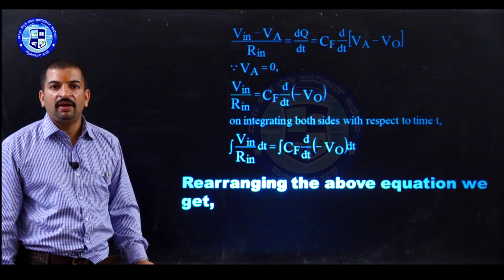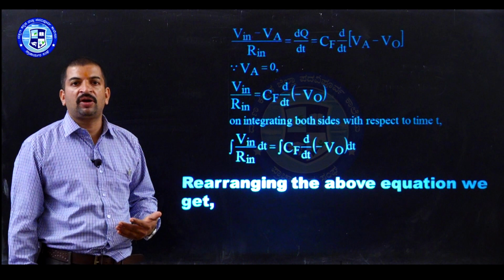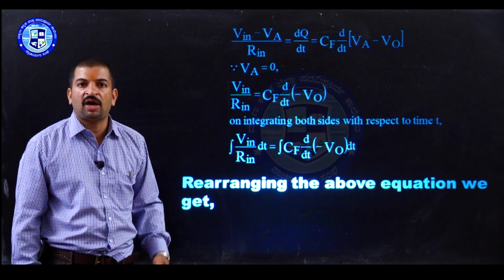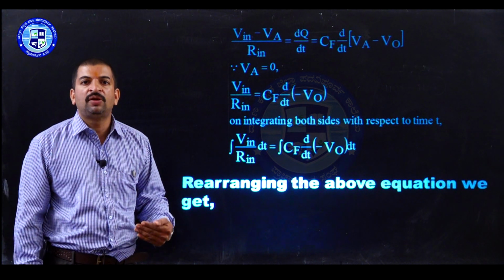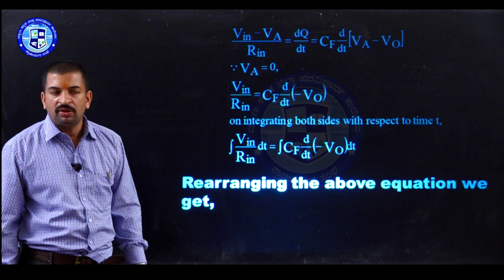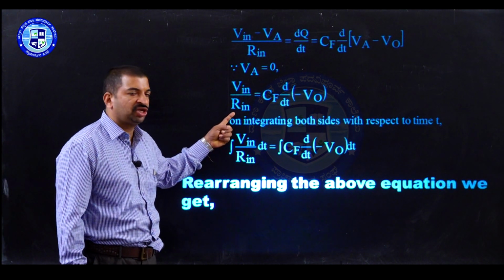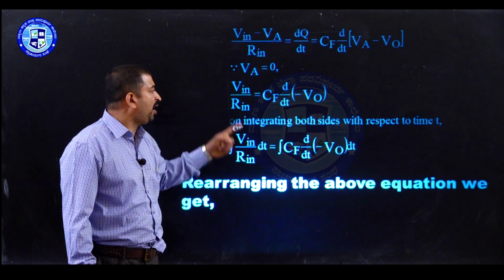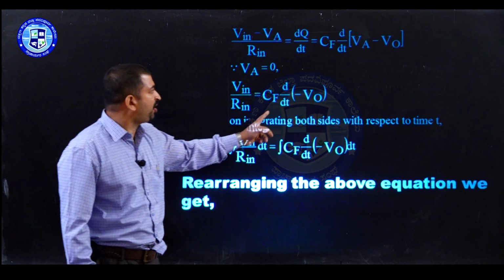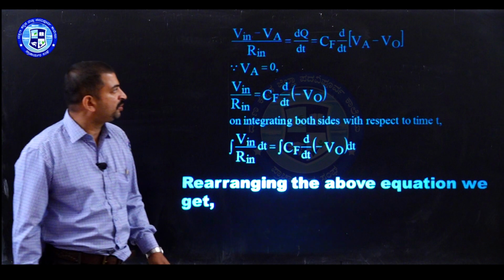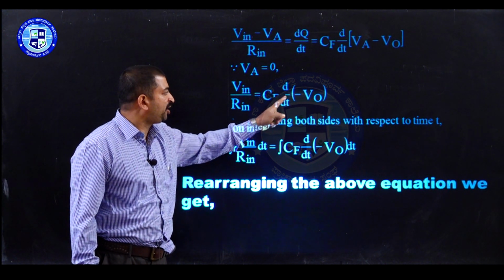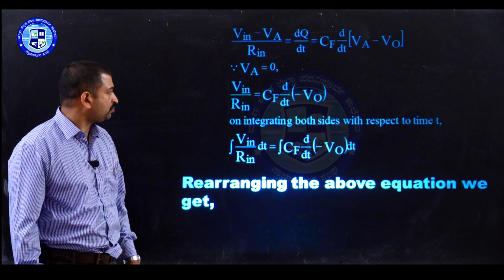But what's the value of Va? Va is equal to 0, because node A is at virtual ground. Since the non-inverting terminal is grounded, the voltage at node A is equal to 0. Therefore, we can write Va equal to 0. Let us substitute in this equation. Vin divided by Rin is equal to Cf into d by dt of minus V naught.